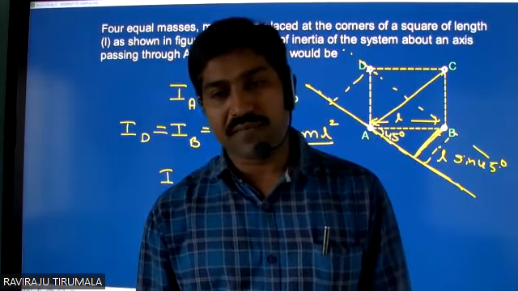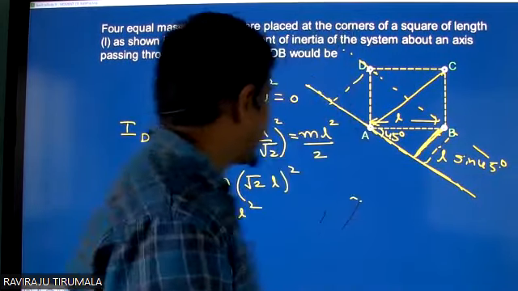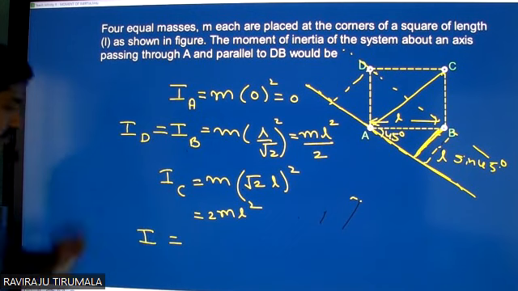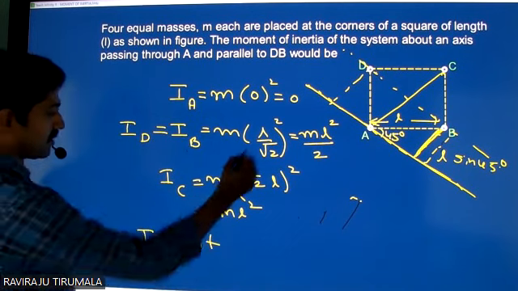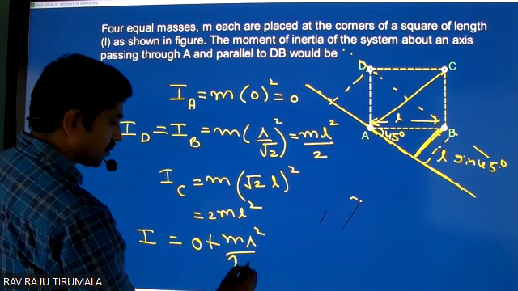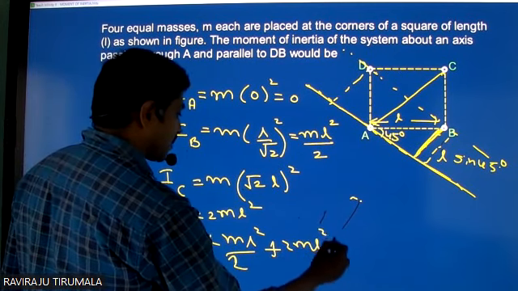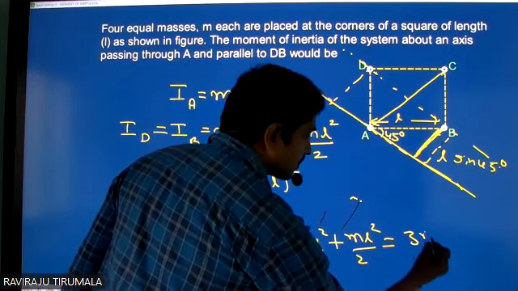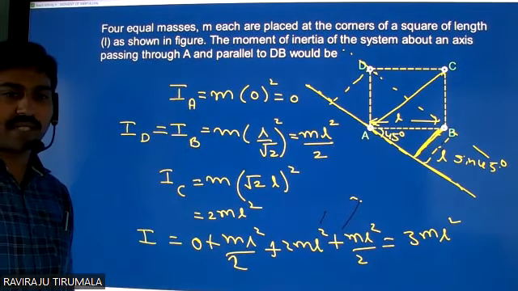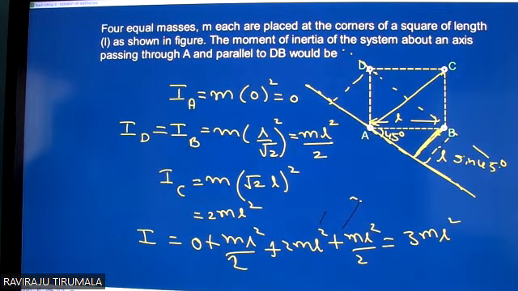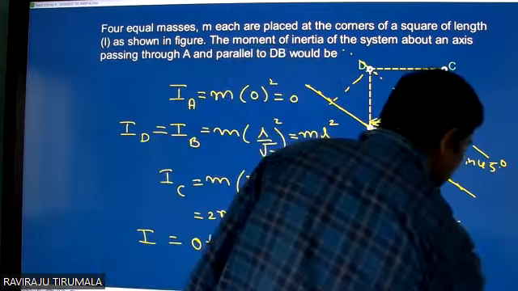Now, what is the total moment of inertia? Sum of all these four only, na? So I equal to IA plus IB plus IC plus ID. IA will be 0. IB will be ml square by 2. IC will be 2 ml square. ID will be ml square by 2. Totally how much it will be? So total moment of inertia of the given system is 3 ml square. So 3 ml square is the answer for this particular question. All of you understand? Okay, now go to the next question related to the same point.